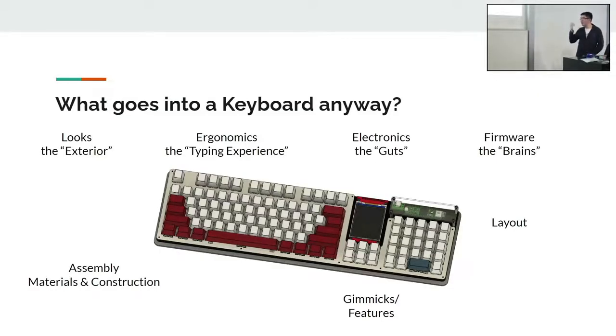So generally what goes into the keyboard, you have your looks, which is the general theme of your keyboard, your color design and whatever. You have the ergonomics, the typing experience, you have the guts of your keyboard, the firmware, the layout, the gimmicks and features. For example, for my keyboard, I put a screen there because I can and just because I felt like it. And then finally, you have the assembly and the materials and construction. Naturally, the assembly is probably one of the most important things, because if you design a keyboard that is really difficult to assemble, you're in for a hard time.